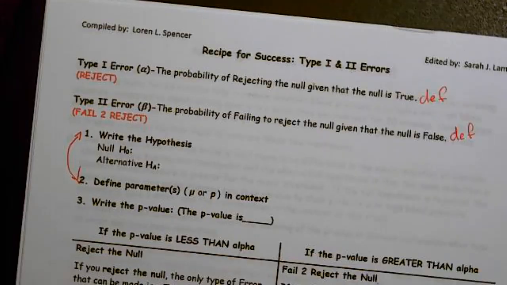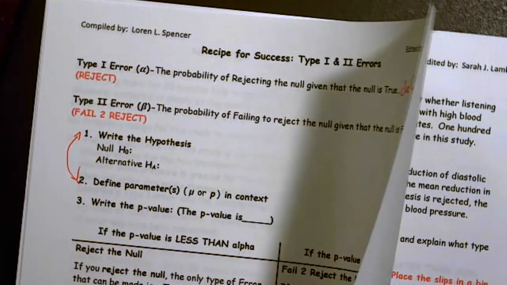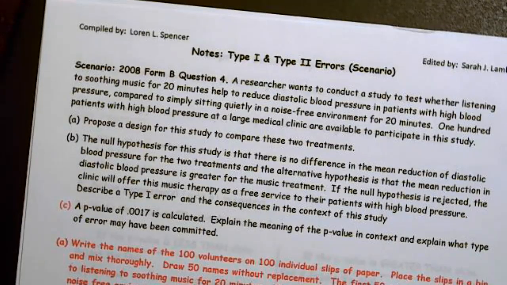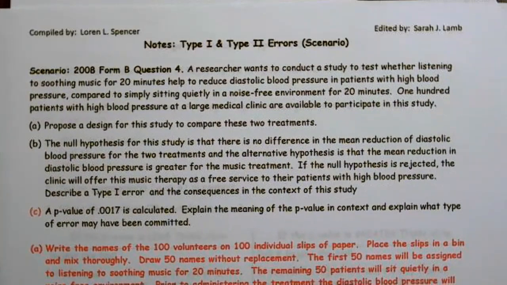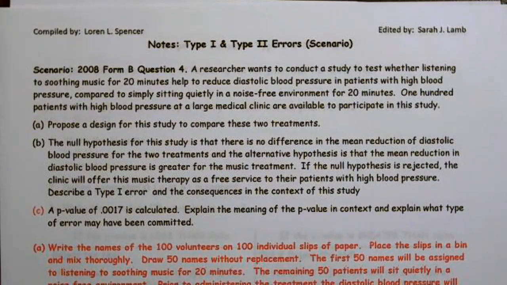So let's look at a problem. And I'm going to kind of move through this problem a little bit fast, so you're probably going to have to stop the video to write everything down. Okay. So this problem was taken from 2008 Form B, question 4, and it's been modified a bit. A researcher wants to conduct a study to test whether listening to soothing music for 20 minutes helps reduce diastolic blood pressure in patients with high blood pressure compared to simply sitting in a noise-free environment for 20 minutes.